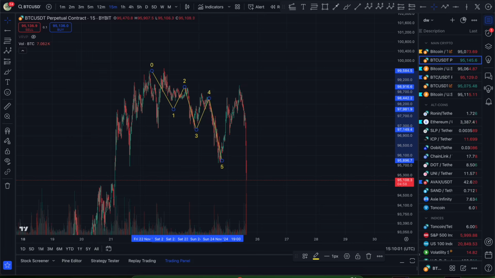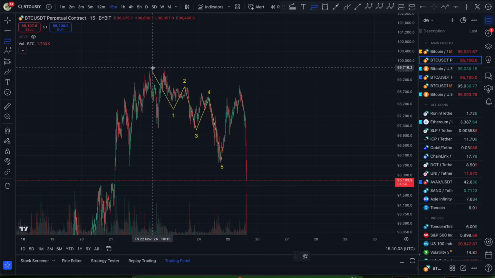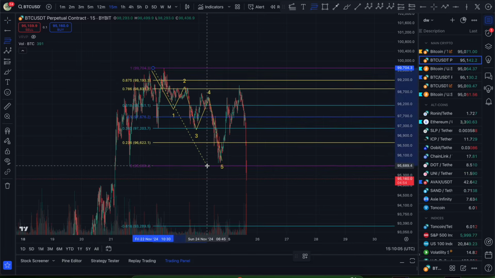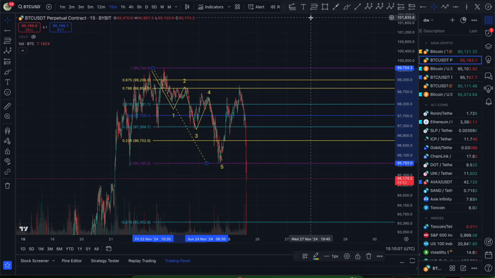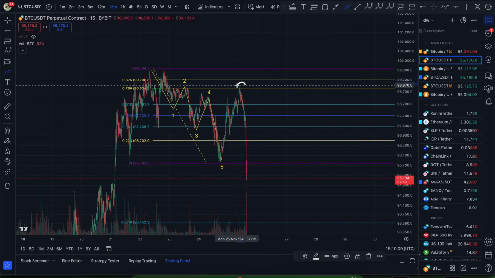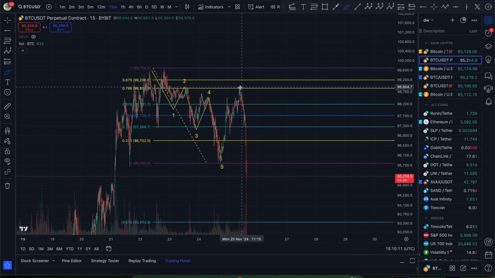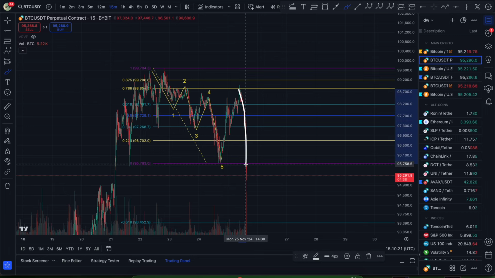The correction, if we take a Fibonacci from the beginning of the impulse to the end of the impulse, you can see we retested a pretty deep correction. That's the last target, 0.7. And as you can see, we beautifully hit that target, and after we had that reversal and massively fell.